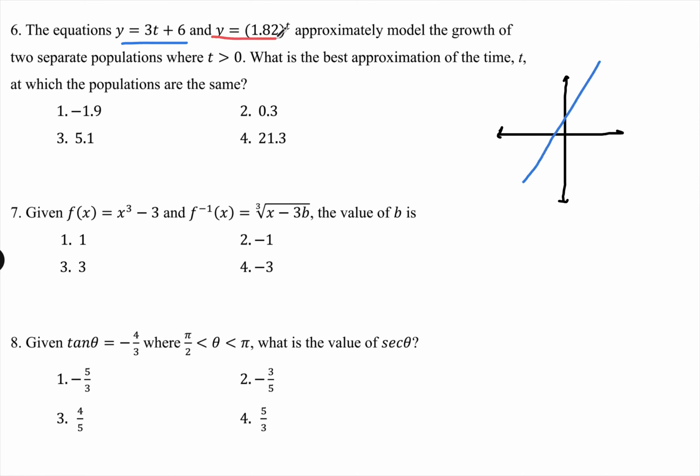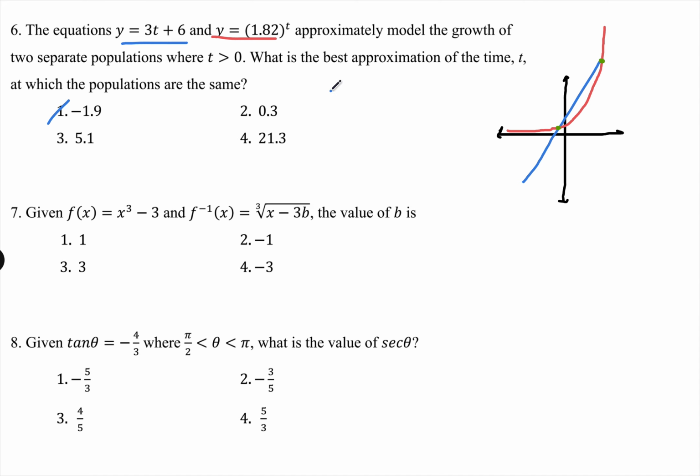And then my red line is an exponential function, so it's going to look like this. Now, it makes sense. There's one intersection point here, but on my little calculator window it goes off the window, and I know somewhere up here there's another intersection point. They're going to give you both as answer choices. The first intersection point would be about negative 1.9, but it doesn't work because t has to be greater than 0.